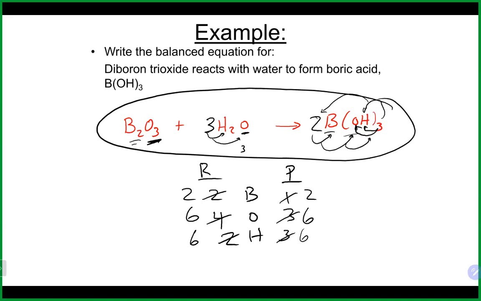Any questions on that one? So if you do have parentheses, you need to multiply in, and then if you put a coefficient in front, you need to multiply out and take care of both of those things. Any questions on that one there?